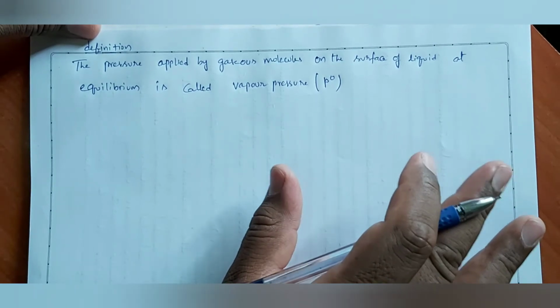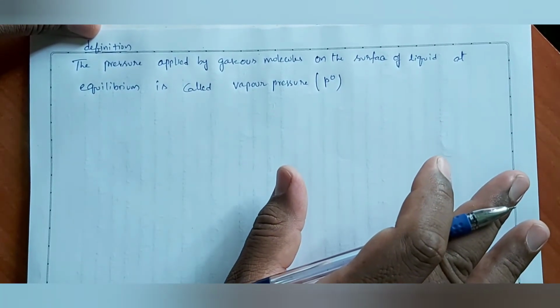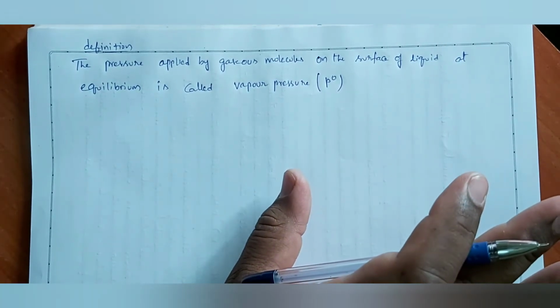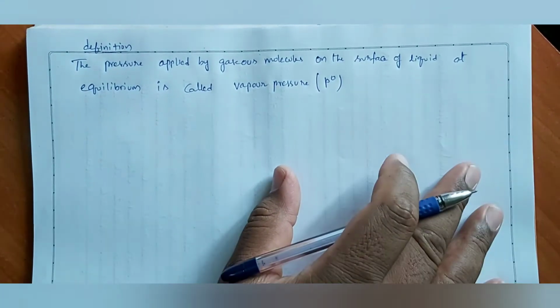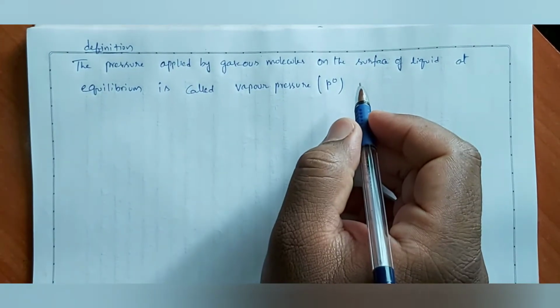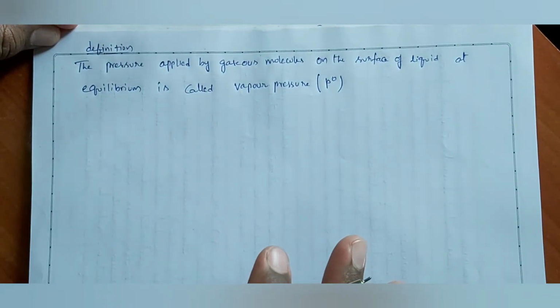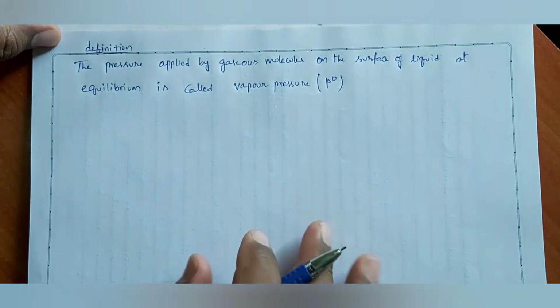This is the pure vapor pressure of a particular component, because we did not prepare any solution. Please observe carefully. Till now I did not talk about solution. Simply I am defining what vapor pressure is. The pressure applied by the gaseous molecules on the surface of a liquid at equilibrium is called vapor pressure, which is represented by P naught. I hope you are clear up to now.